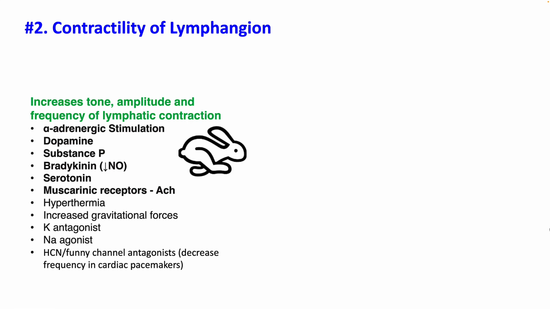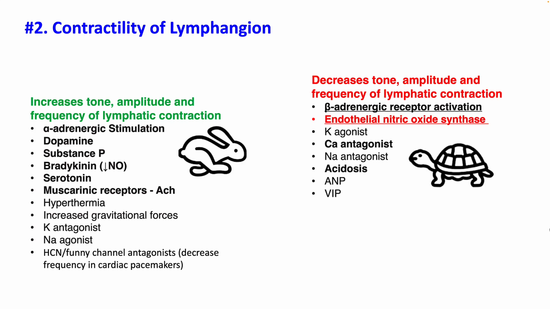Just like any other contractile tissue, the contractility of the lymphangion, that means increase in tone, amplitude, and frequency, depends upon some chemical factors. Alpha-adrenergic stimulation and dopamine stimulation increase the contractility. Mediators like bradykinin, serotonin, substance P, and muscarinic receptor stimulation also increase tone, amplitude, and frequency of lymphatic contraction, therefore increasing the lymphatic flow. On the other hand, beta-adrenergic receptor activation and endothelial nitric oxide synthase stimulation decrease tone, amplitude, and frequency of lymphatic contraction. A similar decrease is observed with calcium antagonists and acidosis.